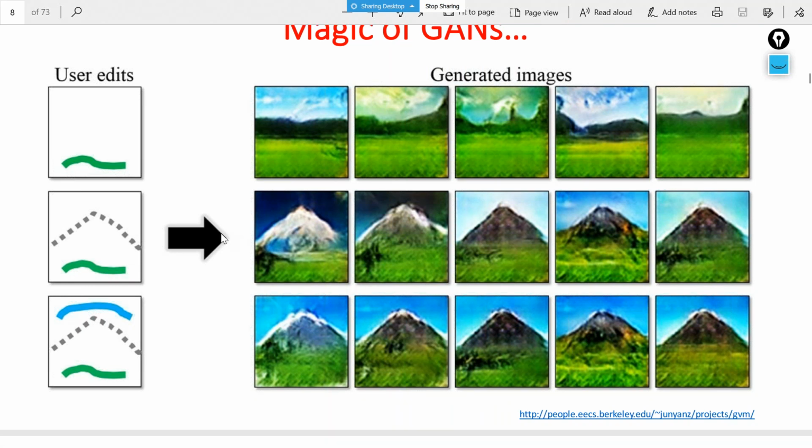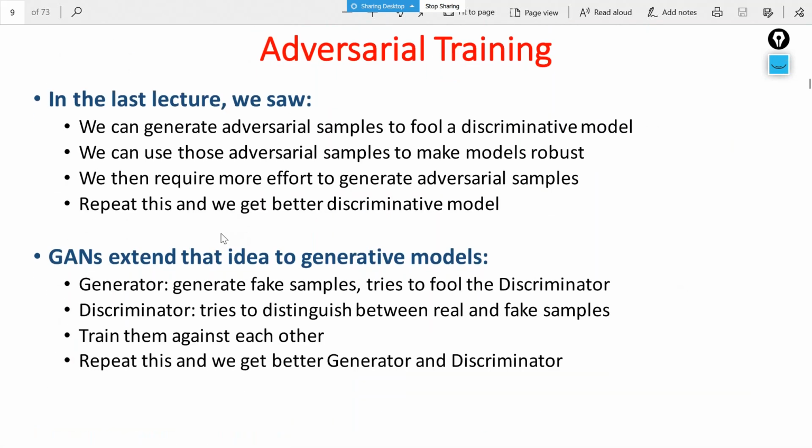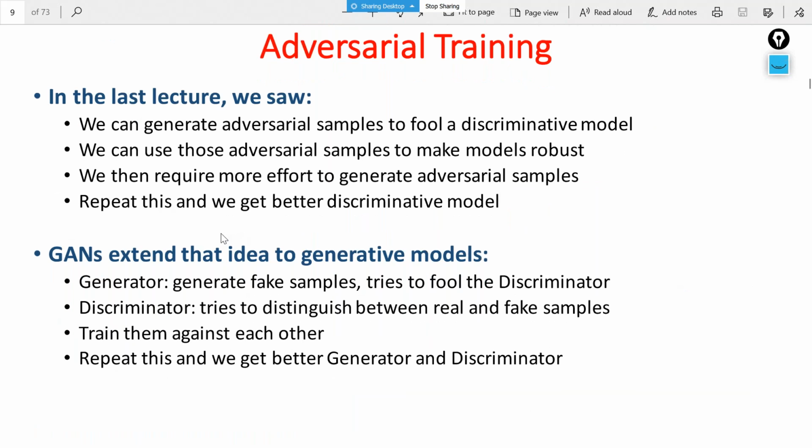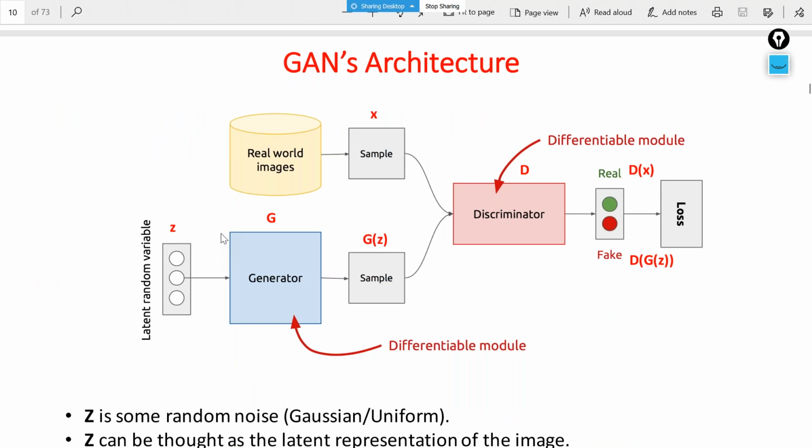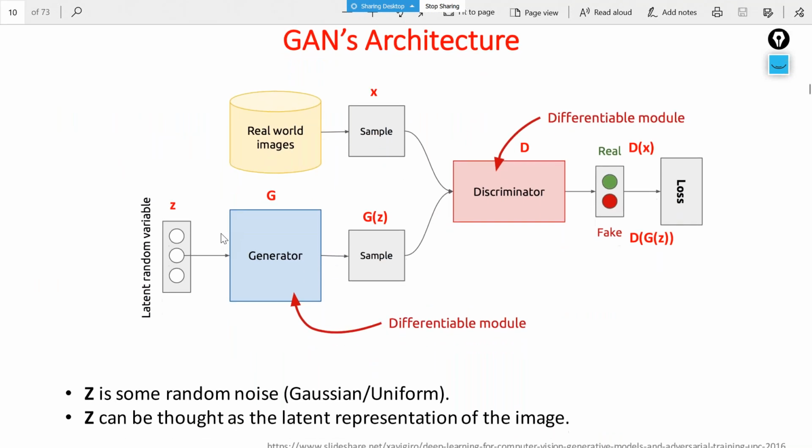Next is moving over to adversarial training. Not this. Let's go to this only first. Yeah. So this is the architecture of a GAN.